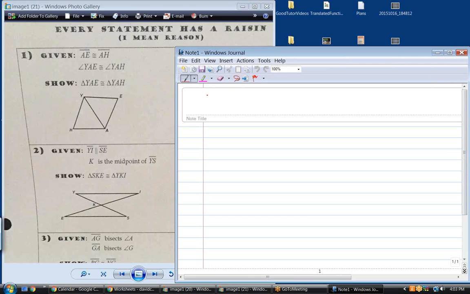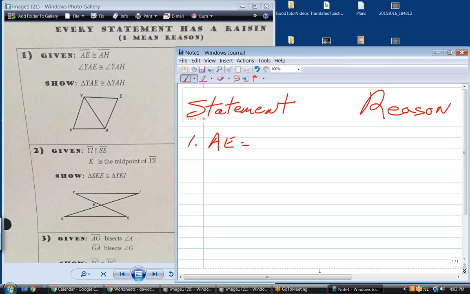Yeah, I think that'd be good. What is statement 1? AE is congruent to AH. Reason? Oh, actually, there's more to statement 1. And then is it also YAE is congruent to YAH? Uh-huh. And the reason for both of those? They're given.